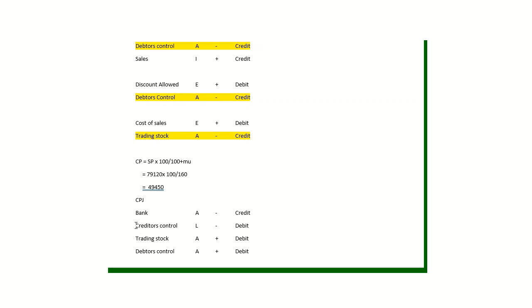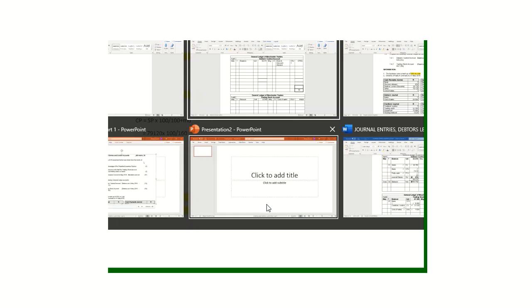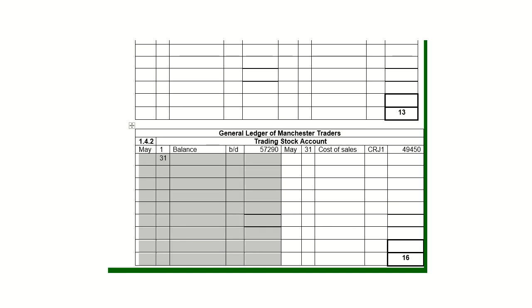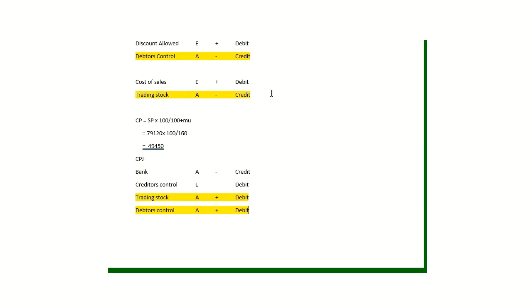I'm interested in trading stock and in debtors control. Those are the only two accounts I need to do. So let's look at trading stock. I need to debit trading stock. So go to trading stock. On the debit side, it is a journal, so it will be the last day of the month. The opposite account, go to our calculations. I'm debiting trading stock. Where did I put the credit? There it is, credit bank. So the opposite account, bank.